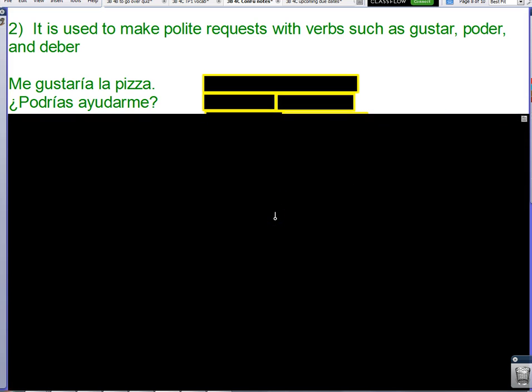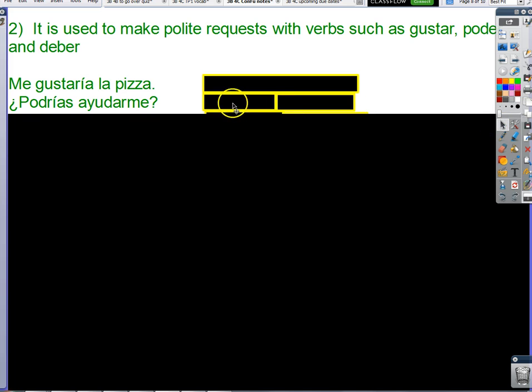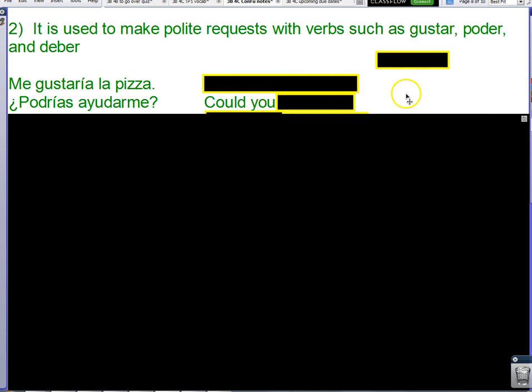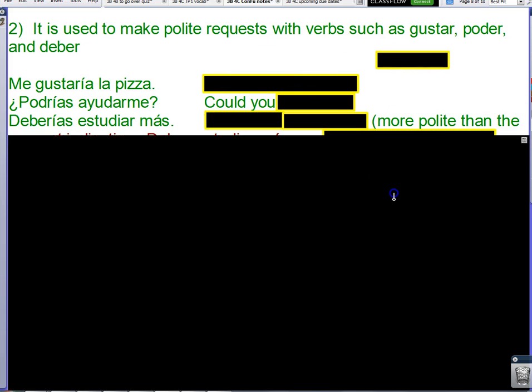So poder means to can or to be able to. So how would you translate it in the conditional? There's no would, can. It's just could. So I'll move this box out of the way. Could you? And you can finish that translation.